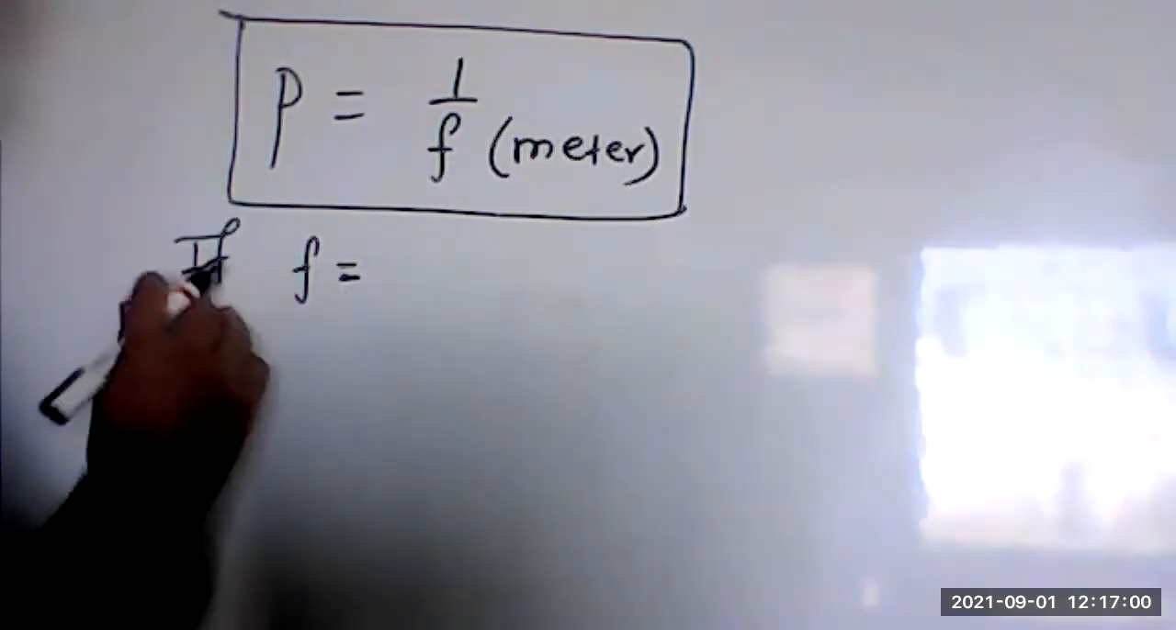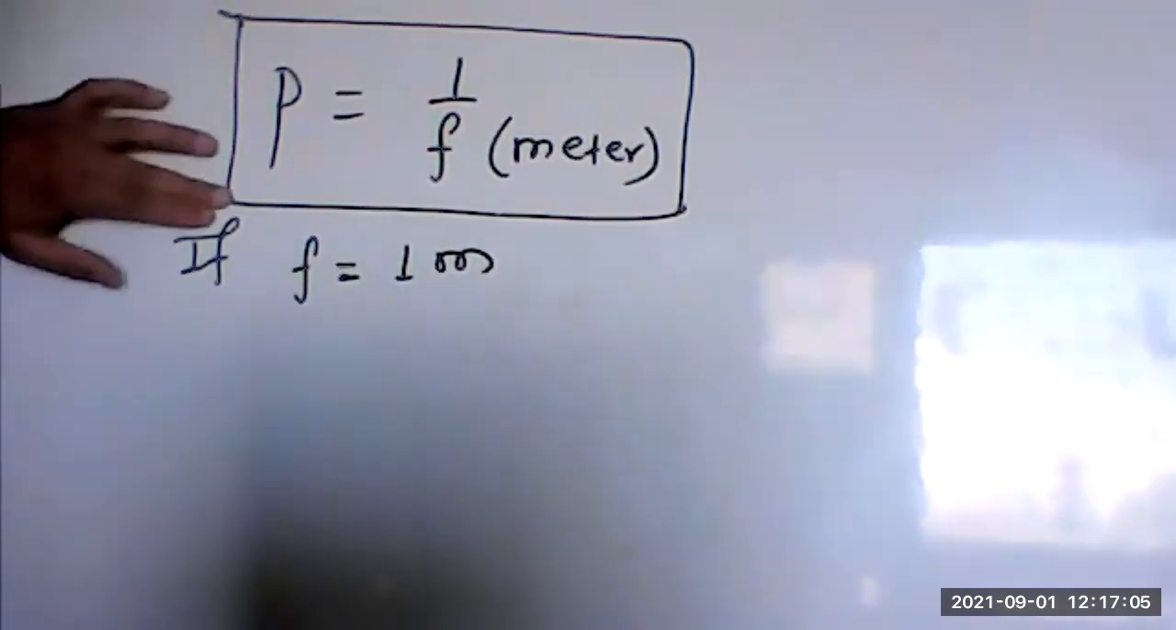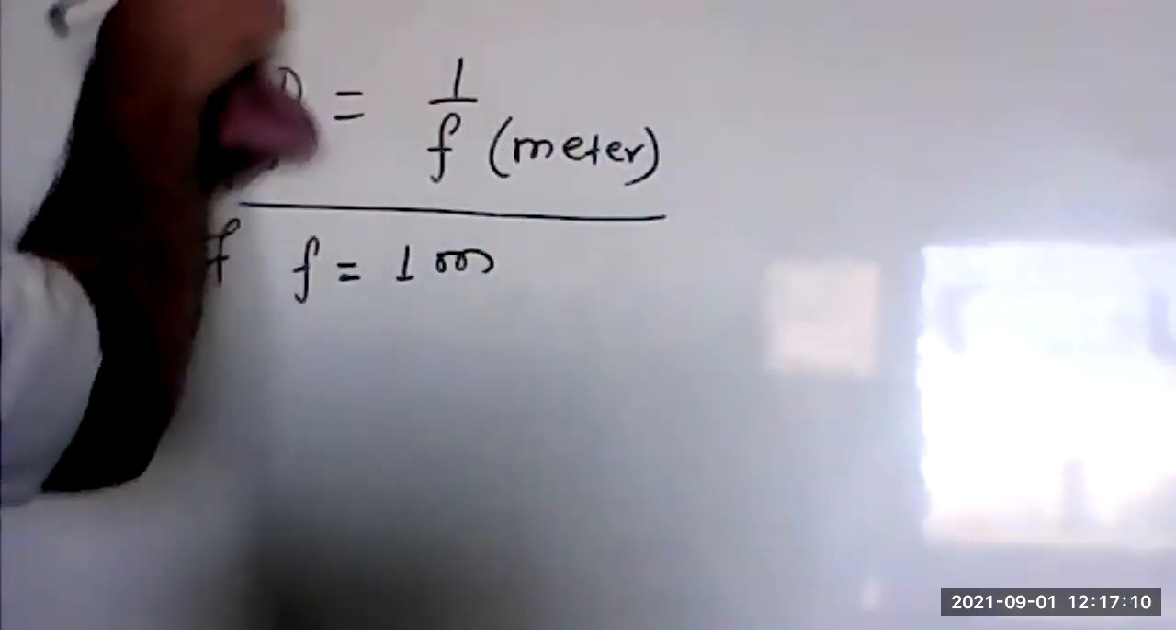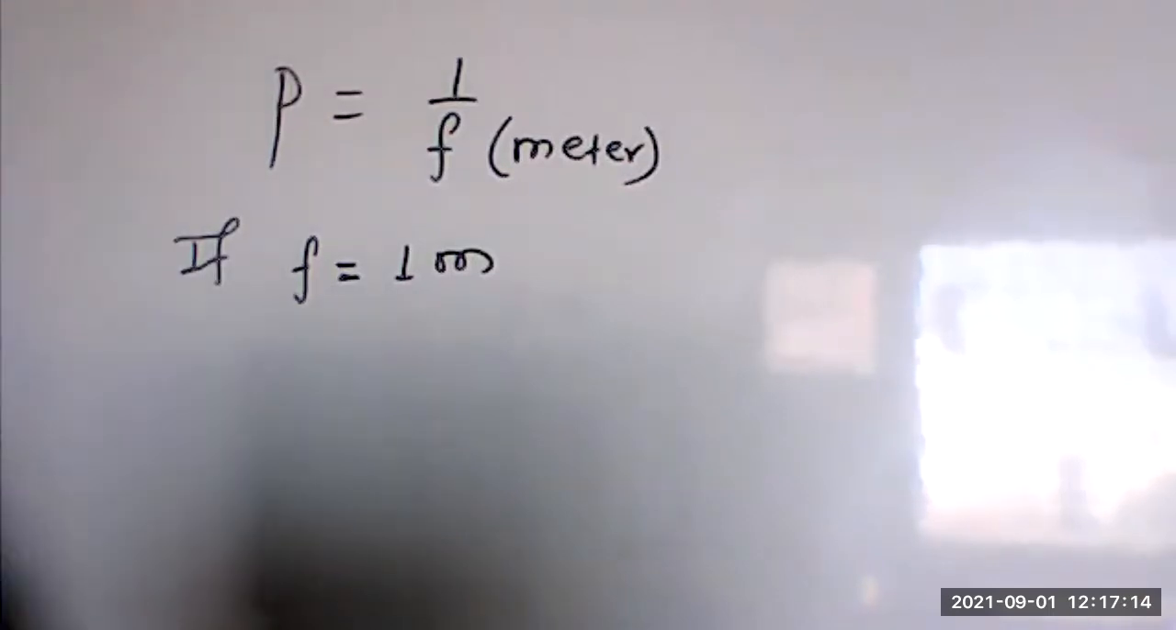So if focal length is equals to 1 meter, then calculate the value of power. Calculate now. You do yourself in your copy. What will be the power of lens if focal length is 1 meter? What is the power of lens having focal length 1 meter? Do there. Everyone? 1 diopter. Very good. 1 diopter.